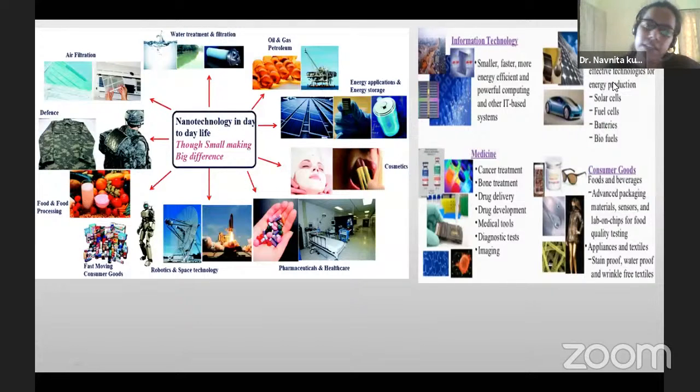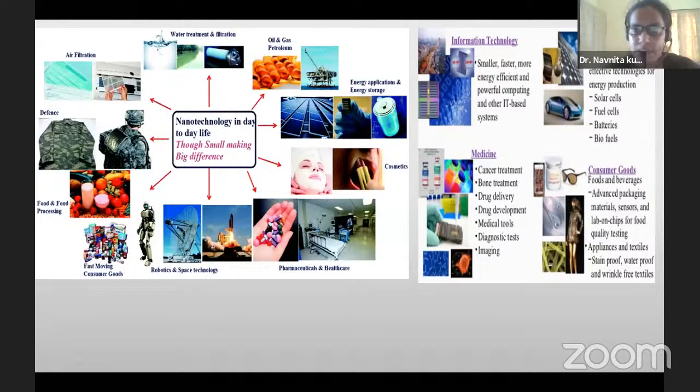If we think of nanomaterials as a technology or as a device application, there are lots of things which we can see from this PPT that we can manage: air pollution, water treatment and filtration, TCO, that is transparent conducting oxide, battery, cosmetics, medical application, drug delivery system, robotics and space technology, artificial intelligence, and food processing. And the most important factor is towards energy application and energy storage.